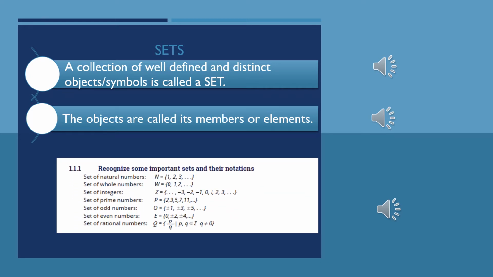This is the list of some important sets and their notations. Set of natural numbers, its notation is N, and mathematically we write it as N = {1, 2, 3, and so on}. Set of whole numbers, it is denoted by W, and it is {0, 1, 2, 3, and so on}.